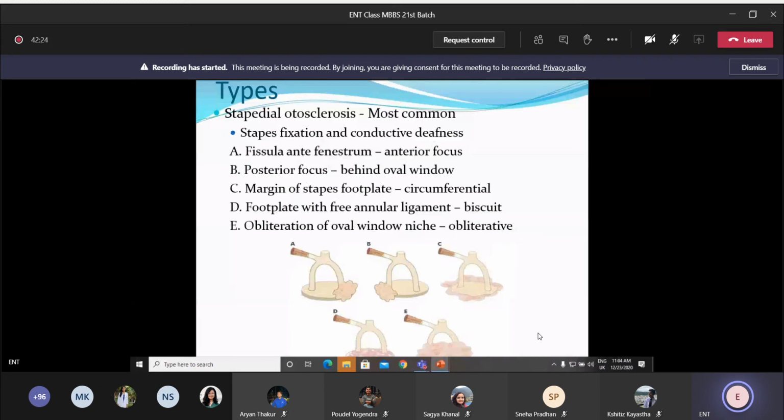As you can see in the picture, this is from your book, so you can correlate. And a footplate with a thickened annular ligament is the biscuit type, as you can see, which gives the shape of a biscuit. And there can be another focus, which is known as obliterative. There's an obliteration of the oval window niche. So they're all covered with these foci. So this is one type.